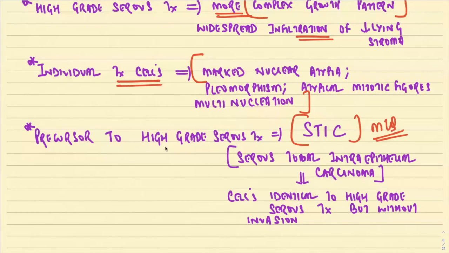And the precursor to the high-grade tumor, a very important exam question, is STIC. High-grade serous, also called type 2 ovarian tumors. It is STIC, a serous tubal intraepithelial carcinoma. The cells over here are identical to the high-grade serous tumors but without invasion. That is the precursor of the high-grade serous tumor, called the STIC.